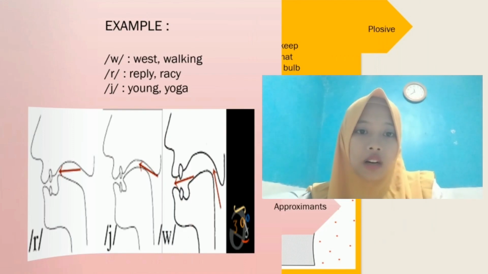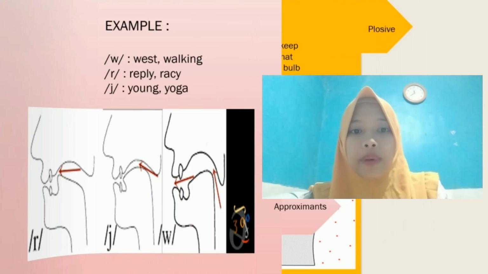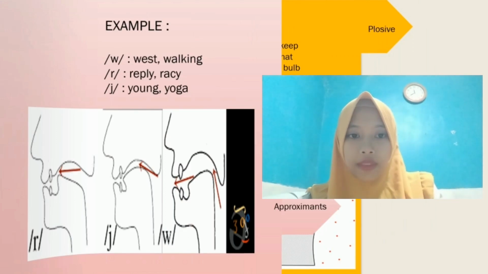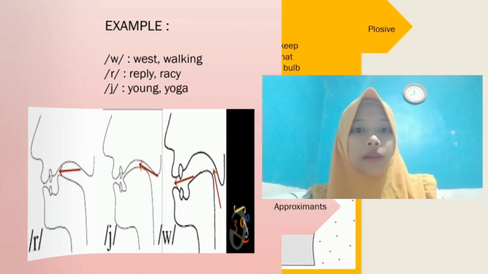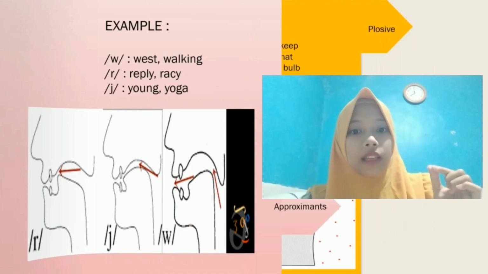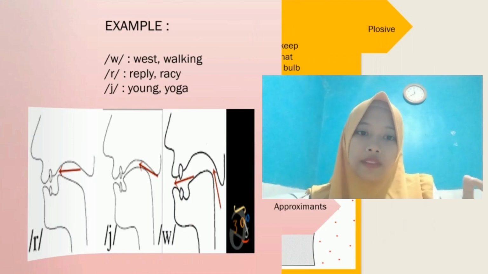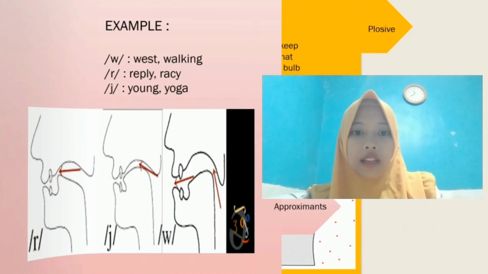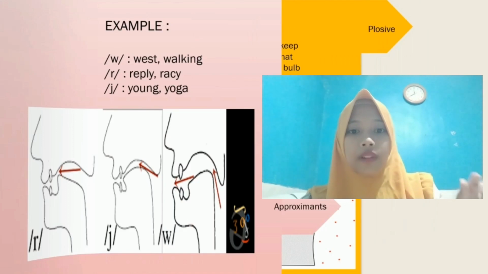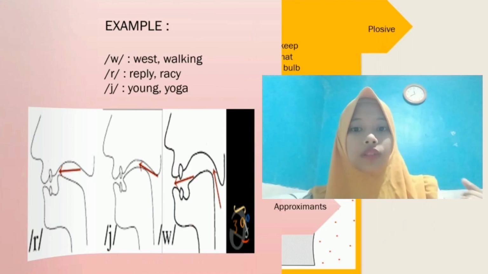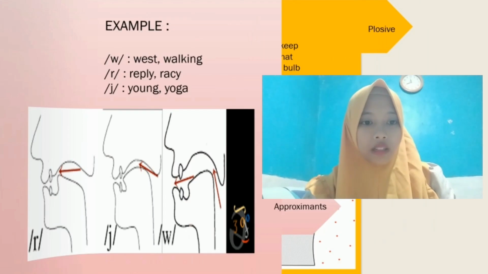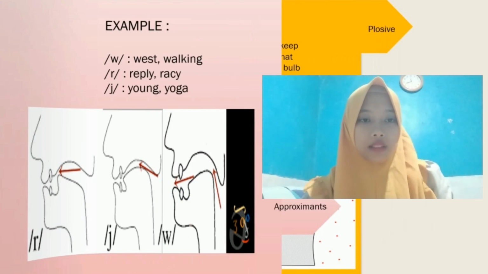The first is R. The back of the tongue is bunched high so the sides of the tongue touch the back side teeth. And W, the lips are made into a small circle and the back of the tongue is lifted. And Y, the tongue blade is pressed very close to the back of the tooth ridge. Example, R sound is R, W sound is W, and Y sound is Y.